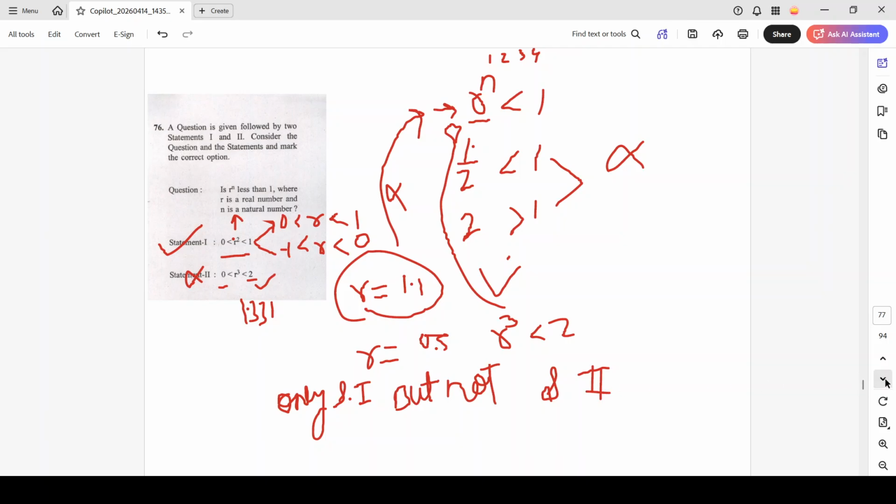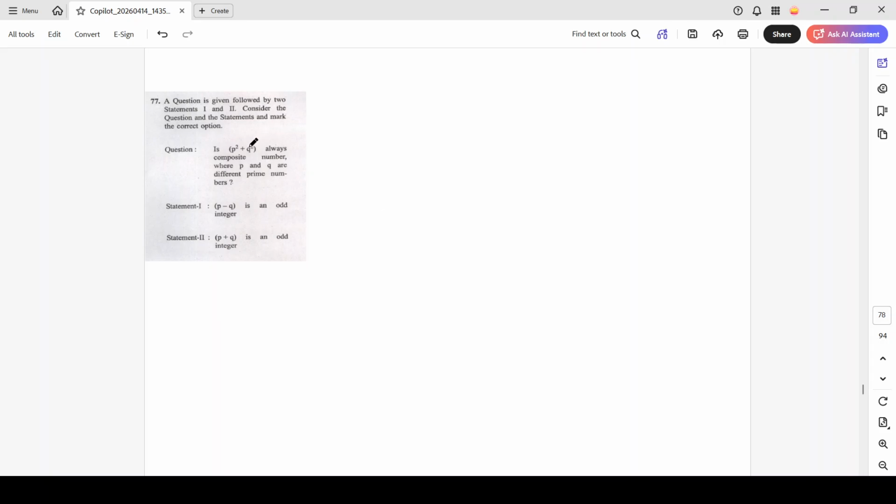Now move on to the next question, question number 77. Is p square plus q square always a composite number where p and q are different prime numbers? This is asking, is p square plus q square always composite where p and q are different prime numbers? So first of all, without using the statements, what are prime numbers? 2, 3, 5, 7, 11. So suppose this is p and this is q.